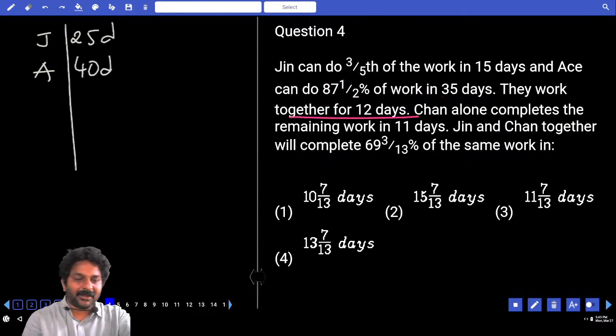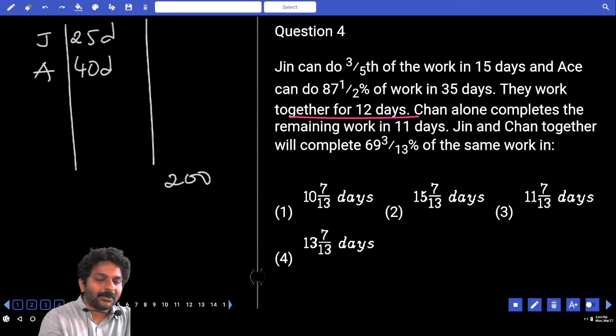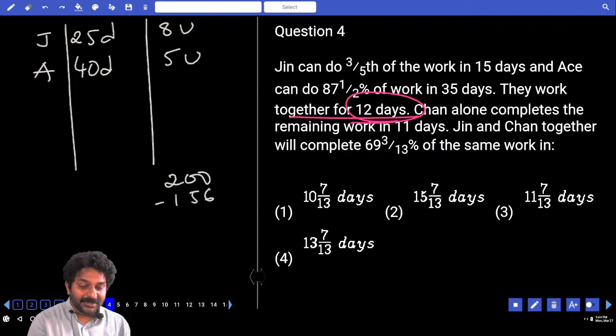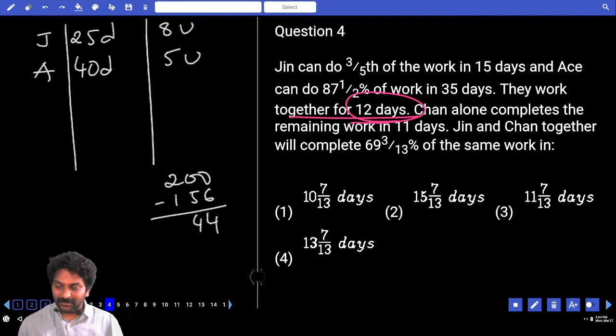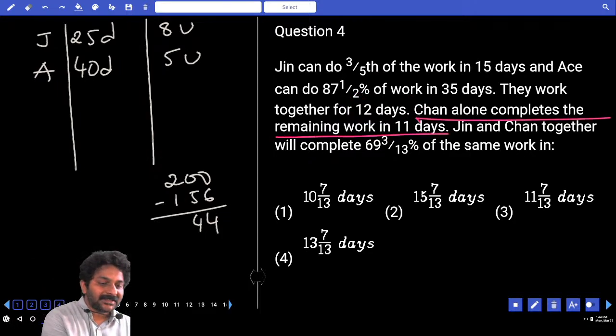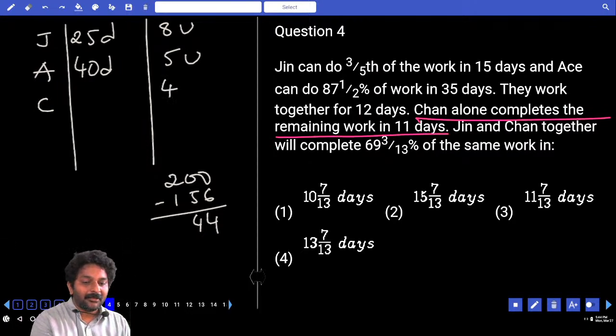They work together for 12 days. Okay, LCM of 25 and 40 is 200 only. Right. Jin can do 8 units, Ace can do 5 units, together can do 13 units. How many days do they work? In 12 days they are going to complete 12 into 13, which is 156 units. How much is left over? 44. Now continue. Chan alone completes the remaining work in 11 days. In 11 days, how many units of work has he done? 44. Then per day, 4 units.